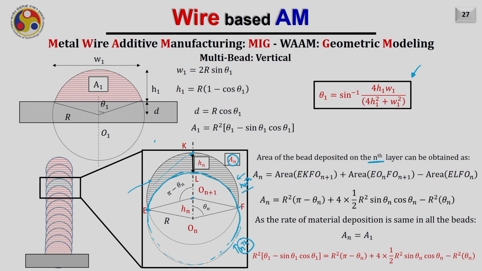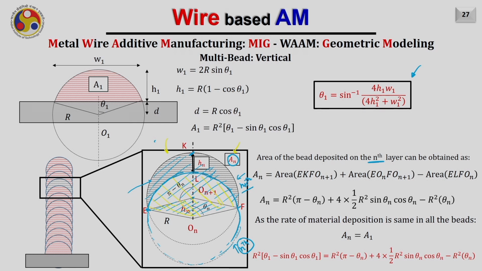So, this entire area, right. Then it will be the summation of the area shown here, that is nothing but E On N F On N plus 1. And if I subtract from this entire area the area E L F On, so let me show it in another color, E L F On, the remaining area will be nothing but E K F L, or in other words AN.